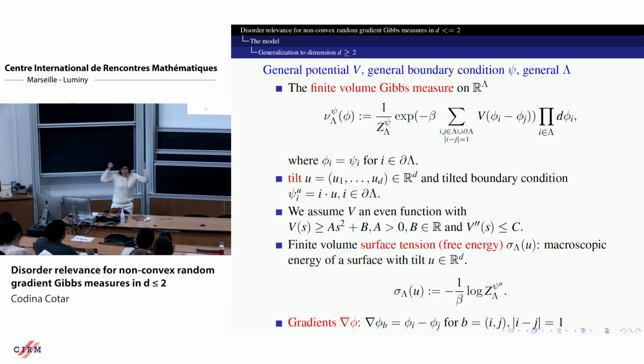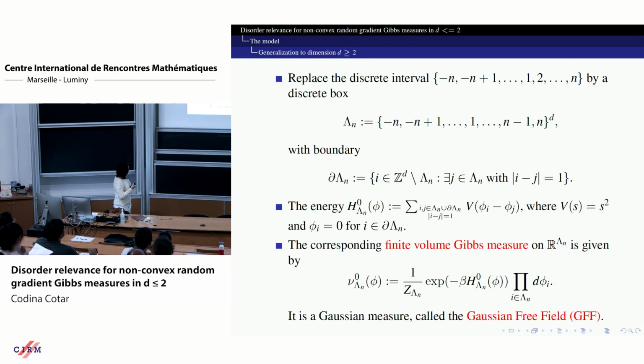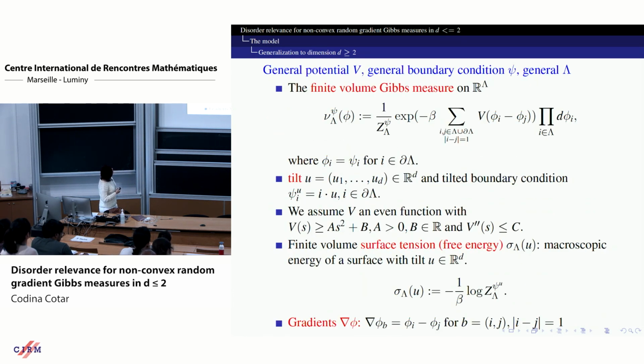So for now, we just made V quadratic, but of course we can define such a system, such a Hamiltonian, such a finite volume Gibbs measure, for more general interactions, for general potential V, and for general boundary conditions.